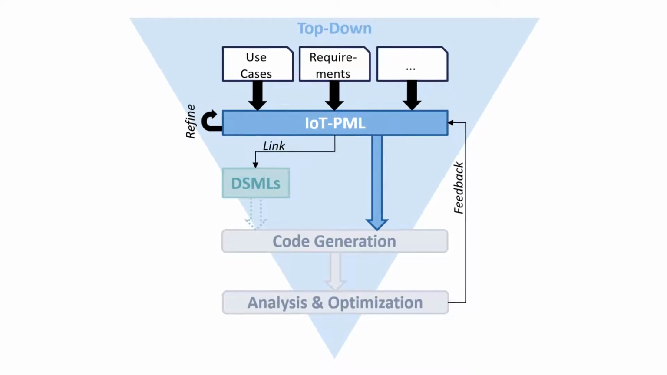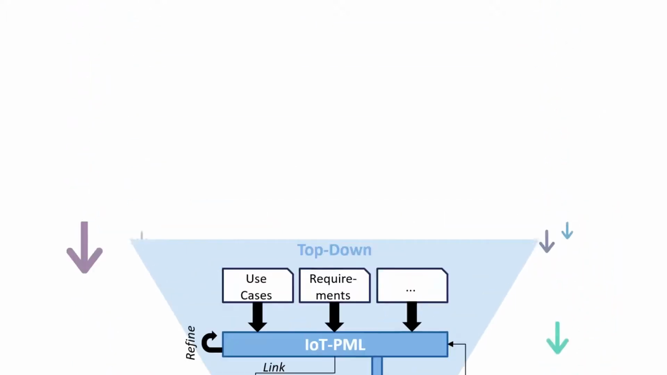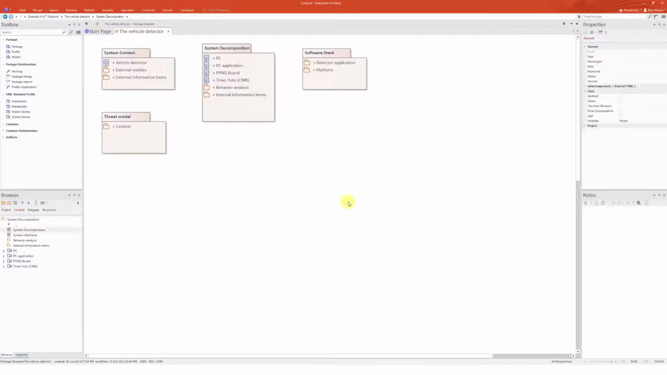In our demonstration, IoT PML is used for top-down design flow, allowing us to refine system architecture and functional interface, enabling separation of interface definitions and system functionality visualized in different abstraction levels. For our demonstration, we used all 4 identified architectural views: system context, system decomposition, software stack, and threat model. So let me first show the system context of the vehicle detector.